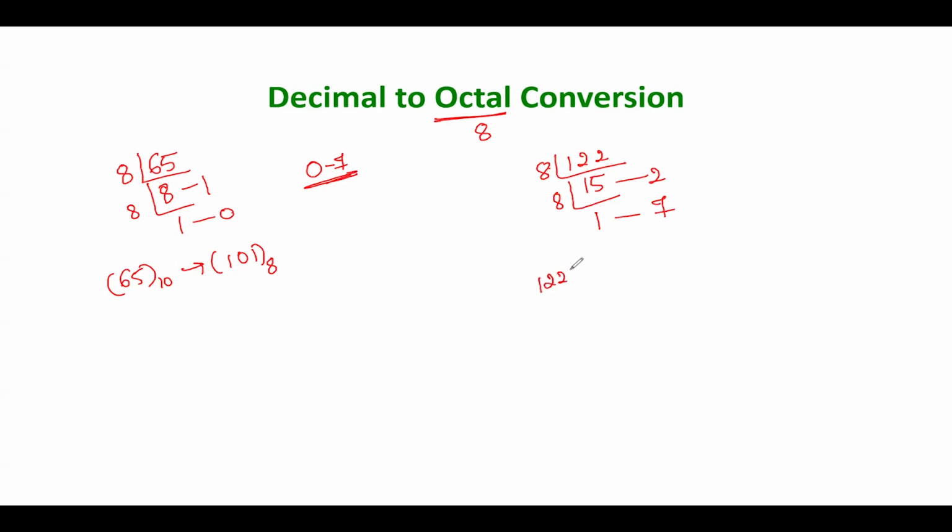So 122, which was in decimal, is now converted to octal and written as 172 to the base 8. As we discussed in the previous session, in octal we can have only digits 0 to 7. As you can see, we have only 172. We do not have any digit which is 8 or 9. Okay, so this is how I will do the conversion from decimal to octal.